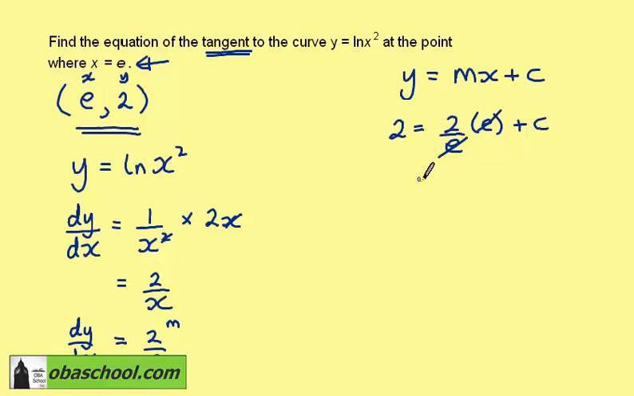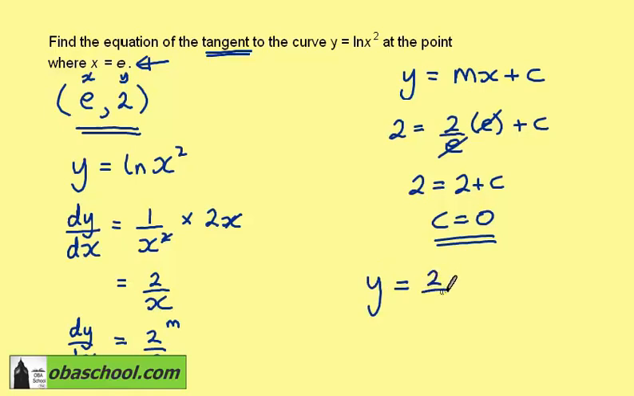The e's will cancel, and so 2 is equal to 2 plus c, telling us that c is equal to 0. The equation of the tangent then is y is equal to 2 over e, x.